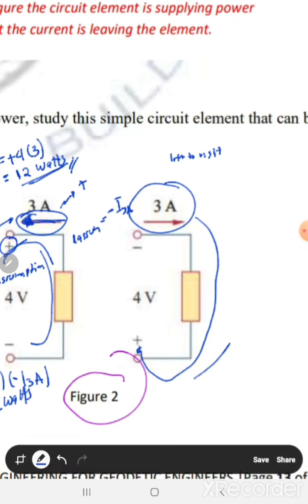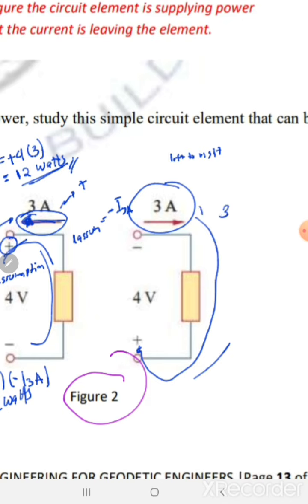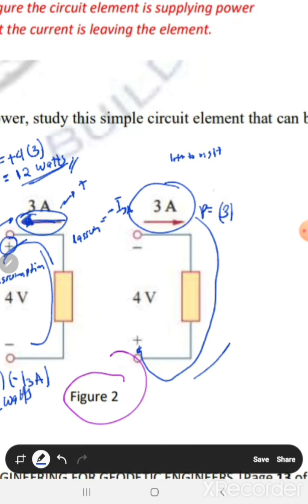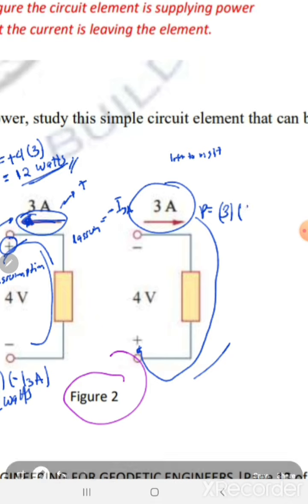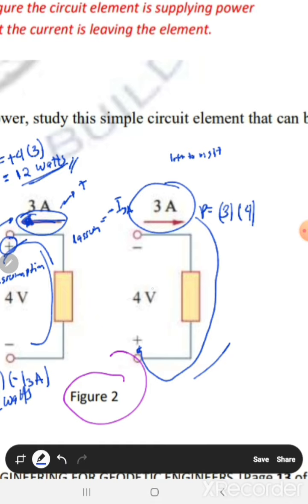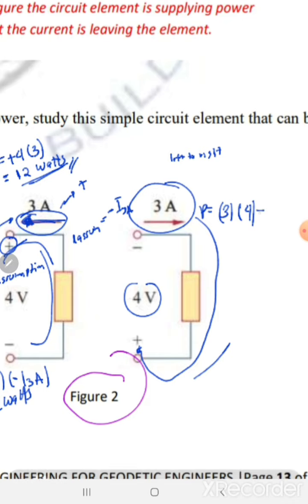Right? So, as it is entering the positive 4 volts, therefore, I may say that my power is equal to positive 3, which is my assumption of my current, hindi ko na pinalitan, multiplied by positive 4 because it is entering your 4 volts. Take note that your passive sign convention is following the movement of your positive or your proton. Positive charge, okay? Wherein, it is called your conventional flow, okay? So, we have 12 watts.